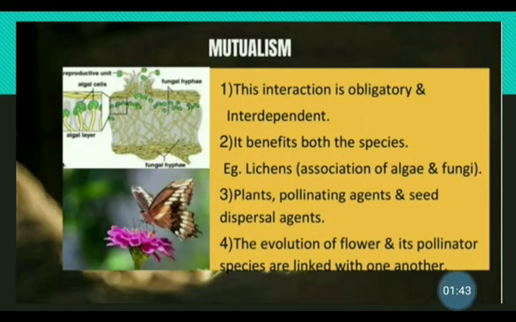Let us now discuss mutualism. This interaction is obligatory and interdependent. It benefits both the species. For example, lichens, an association of algae and fungi. Plants and pollinating agents and seed dispersal agents. The evolution of the flower and its pollinator species are linked with one another.